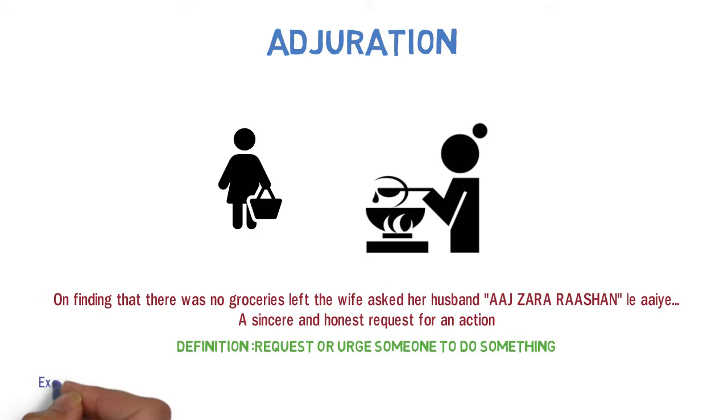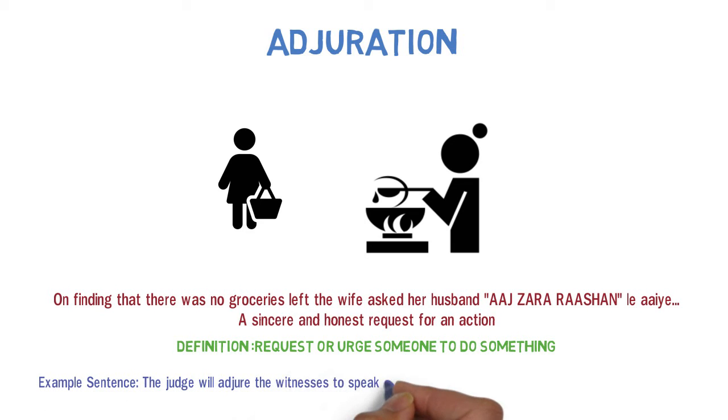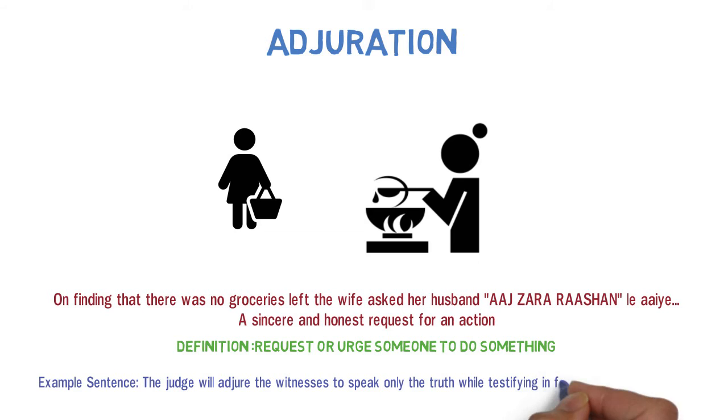Okay, and the example sentence is, the judge will adjure the witness to speak only the truth while testifying in favor of the defendant. Means the judge is requesting and urging the witness to speak only the truth while testifying in favor of the defendant.